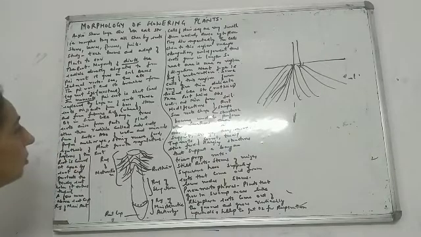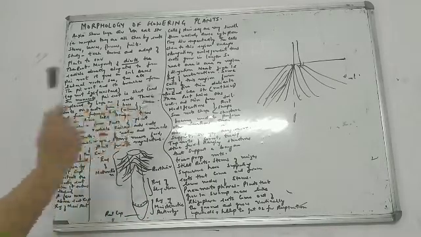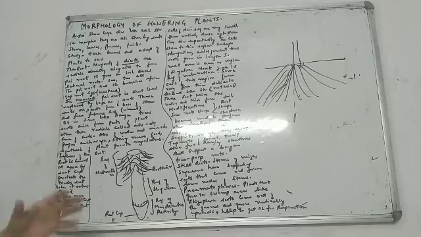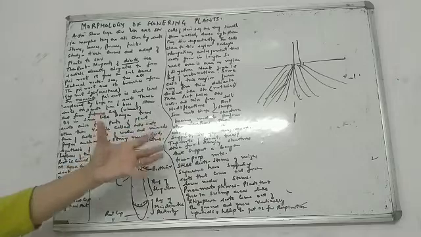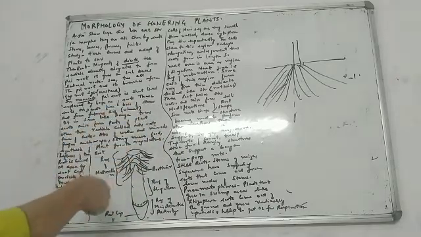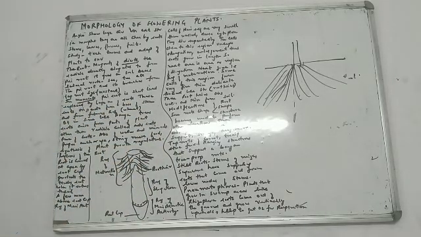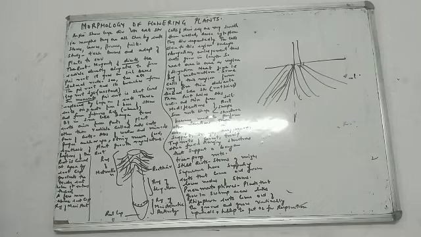So, the main difference you saw: in dicots, we had the taproot system. In monocots, we had the fibrous root system. If you want to really see, look for the roots of a mustard plant. It's a dicot, mustard. You will find a taproot system. And if you look for the roots of a wheat plant, you will see the fibrous root system. That is your monocot system. So taproots are found in dicots. Fibrous roots are found in monocots.